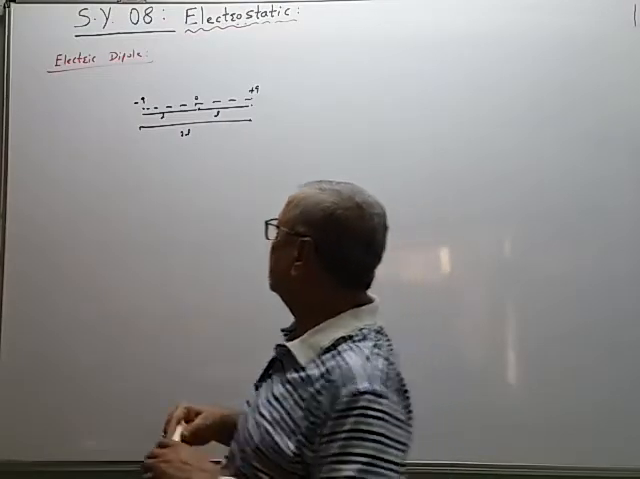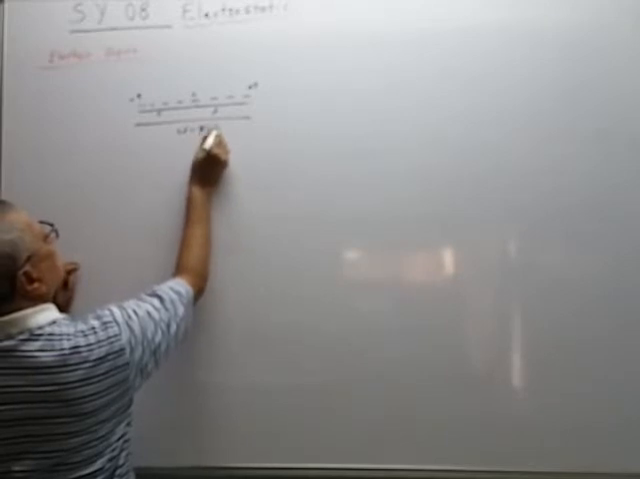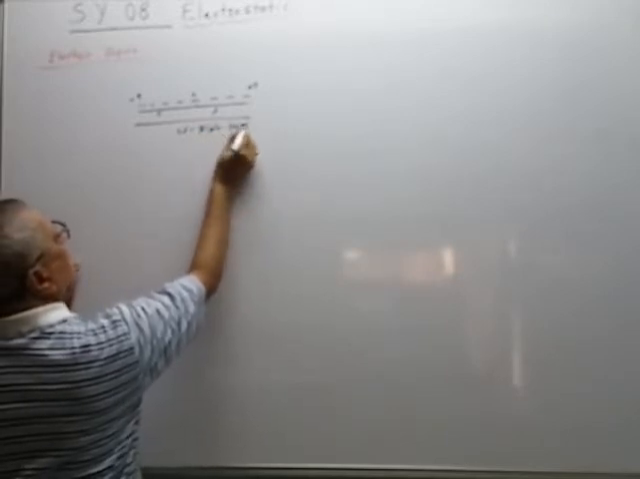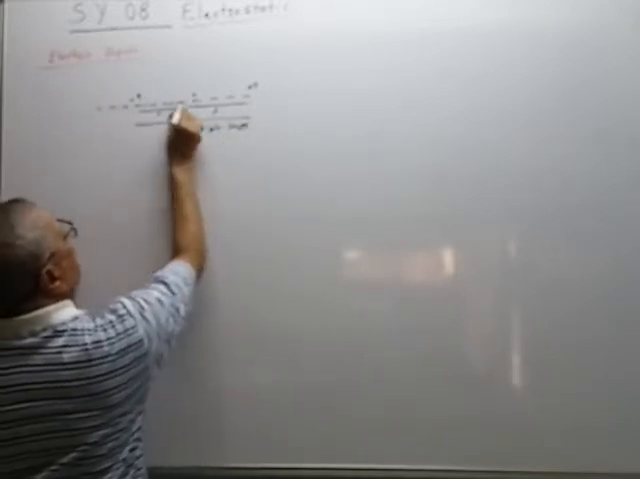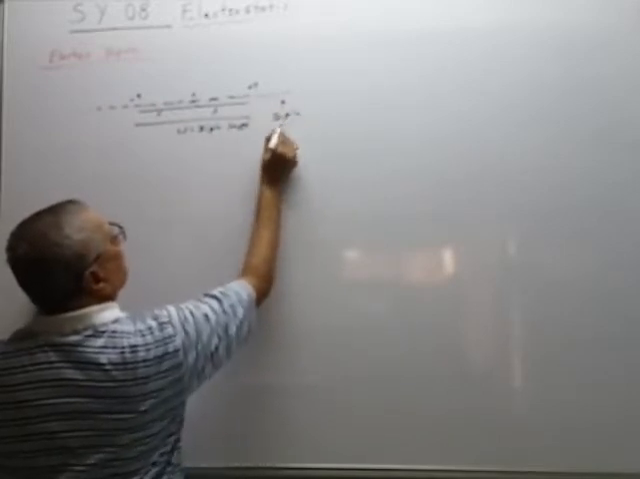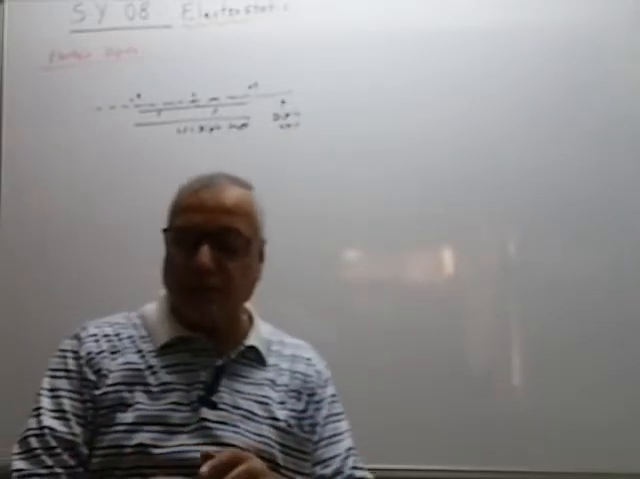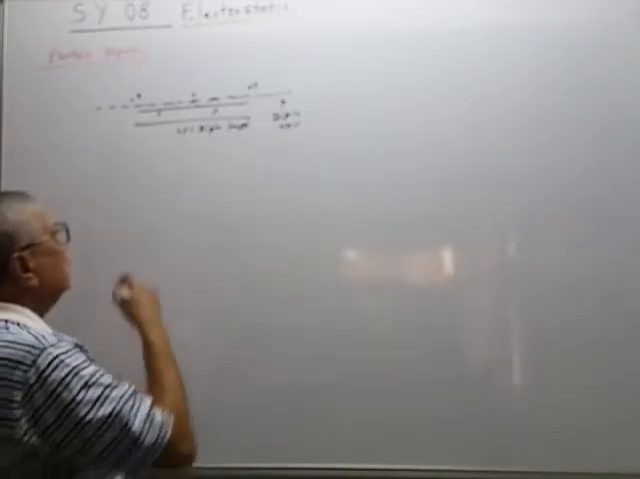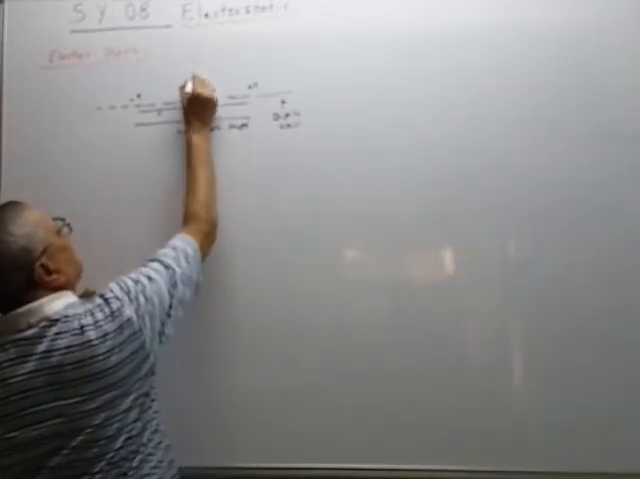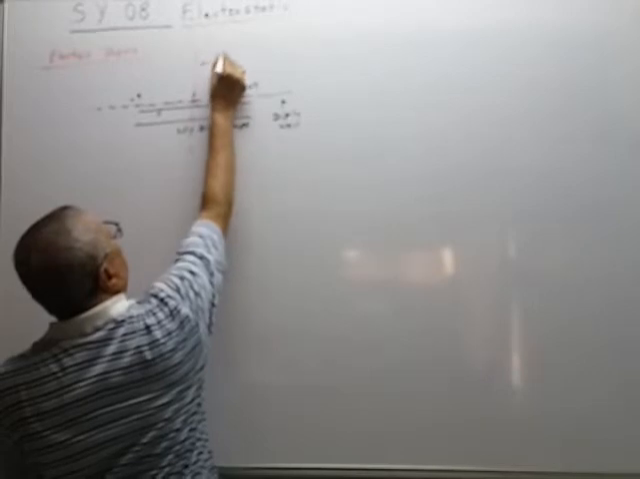O is the center of the dipole. This 2L is called as the dipole length. A line joining minus Q and plus Q is called as a dipole axis. And a line passing through the center but perpendicular to the axis, this line is called as a perpendicular bisector, or it is called dipole equator.